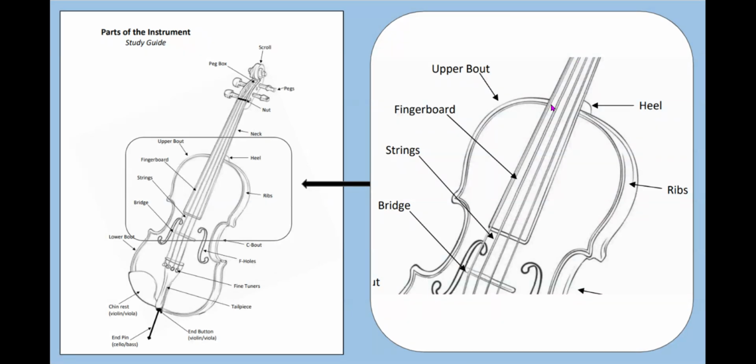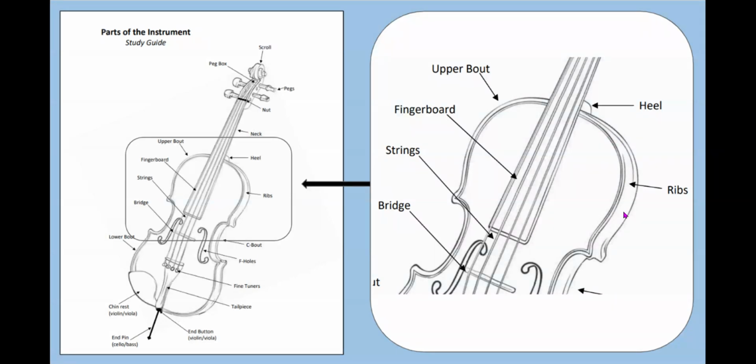Then here we have the fingerboard. The fingerboard is normally black, and you'll be able to see that this is where we place our fingers so that we can get different notes on each of our strings. And then yes, we do have the strings, and you'll see that there are four of them, and each instrument has a different set of strings, and we'll be learning about that later on.